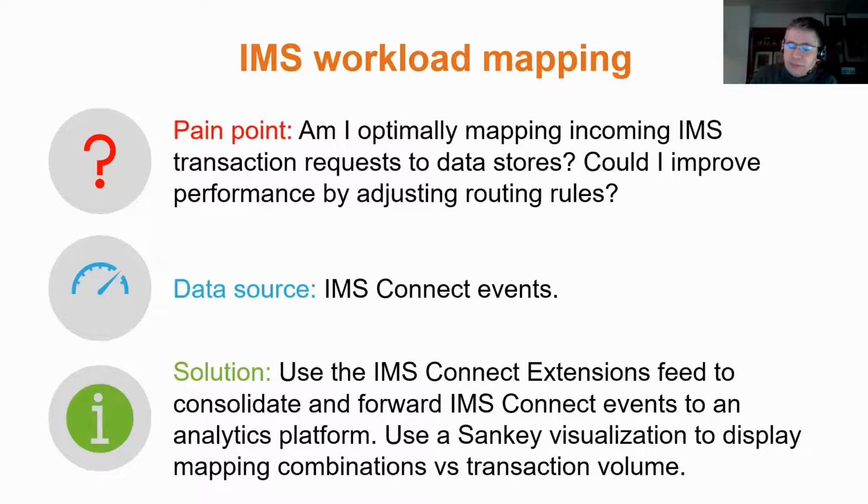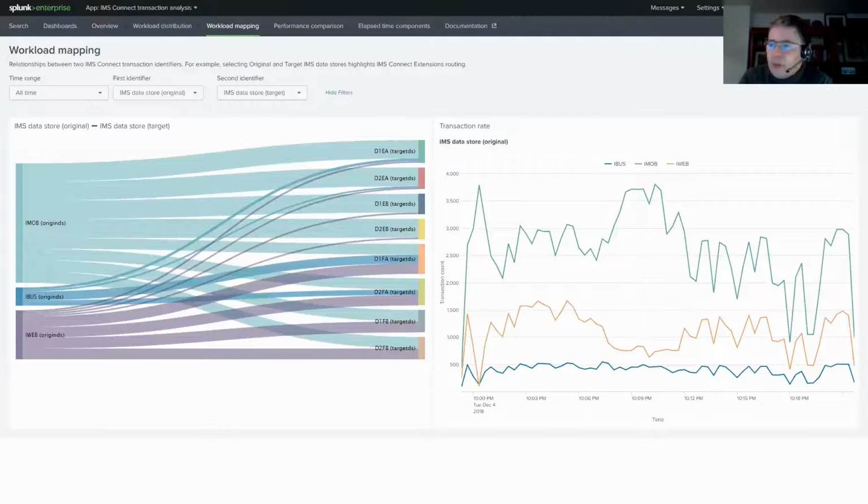Let's switch to IMS. Fine-tuning IMS performance is key, for example, ensuring that the incoming IMS transaction requests are optimally mapped to the data stores. The following dashboard uses IMS Connect extension feed as a data source. You see in this Splunk dashboard visualization to compare the relationship between various identifiers, such as client IP address, IMS transaction identifier, original IMS data stores, and the target IMS data stores. And the filters enable you to drill down and to refine your analysis.